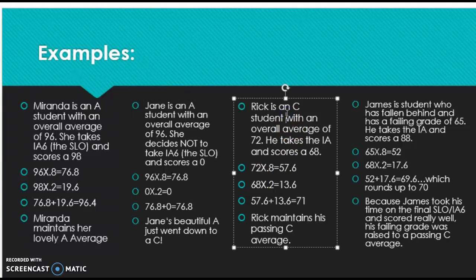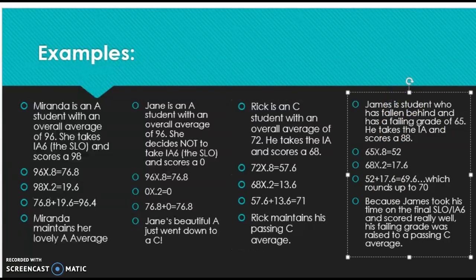All right, and then we have Rick. Rick is a C student with an overall average of 72. He takes the IA6 and he scores a 68. Take that 72, multiply it by 0.8, 57.6. Take his 68 for the SLO, multiply it by 0.2, you get 13.6. When you add those together, you get a 71. So Rick maintains his passing C average, barely.